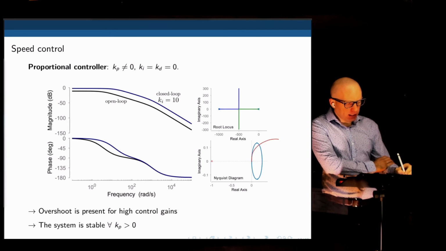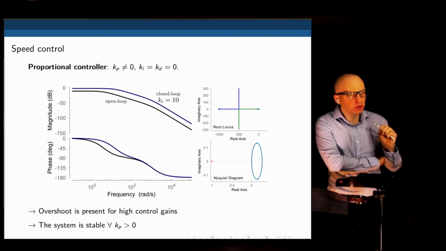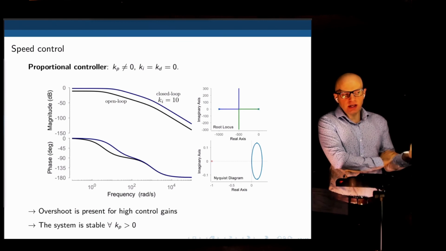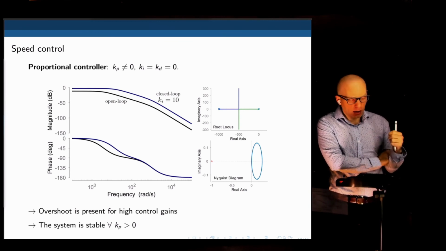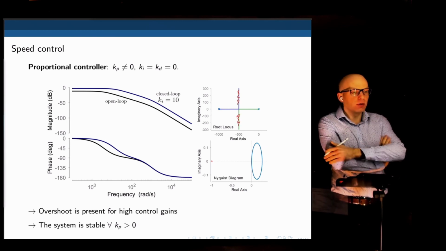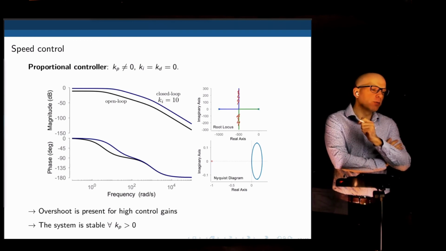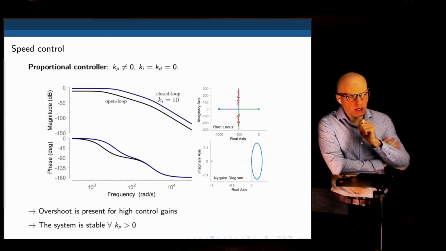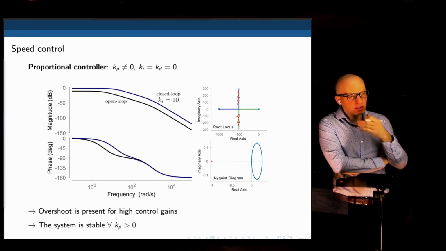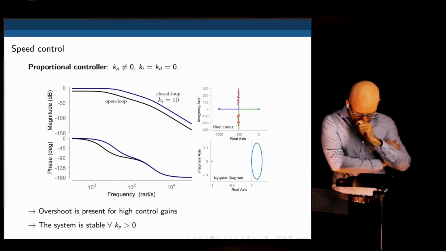If we increase the gain, the Nyquist diagram expands to the right. What else can we conclude from this analysis? We can conclude that as we increase the gain, the system is never unstable, but overshoot may arise, because now we broke away from the real axis. So with a proportional controller for speed control, the system is stable, provided that we are dealing with positive numbers for the control gain. At a certain threshold, the system will start to have some oscillations.